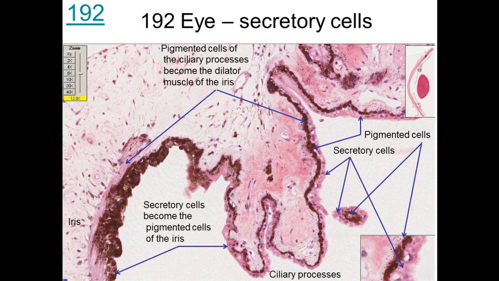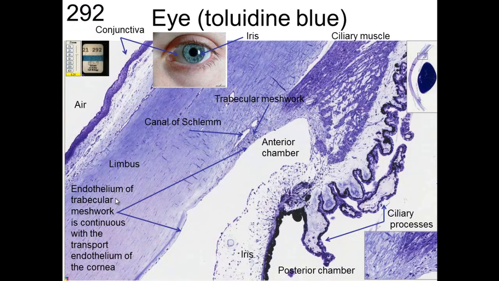But the pigmented epithelial cells become a dilated muscle under the iris, and the secretory cells become pigmented under the iris. So you have a double layer that comes in from the retina, and they continue to be double layers, but they have different roles when they hit the iris.